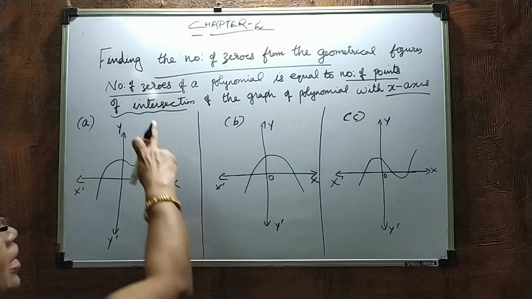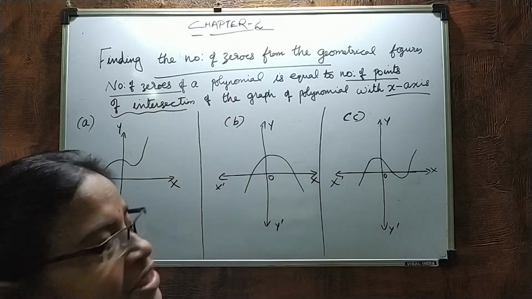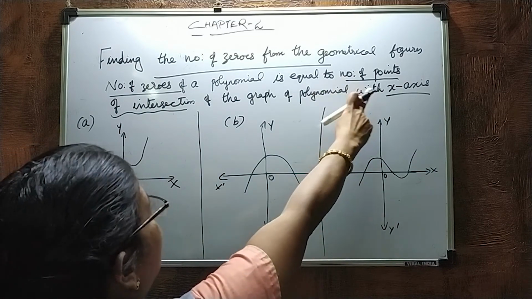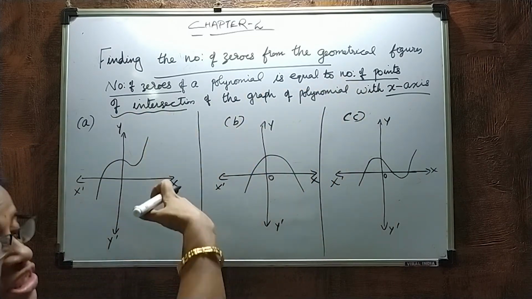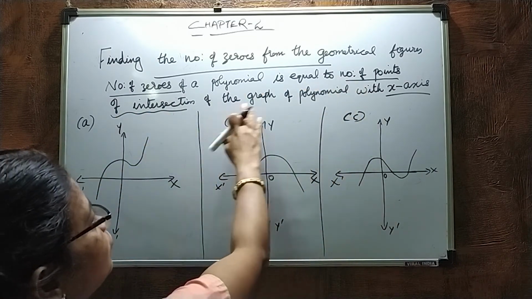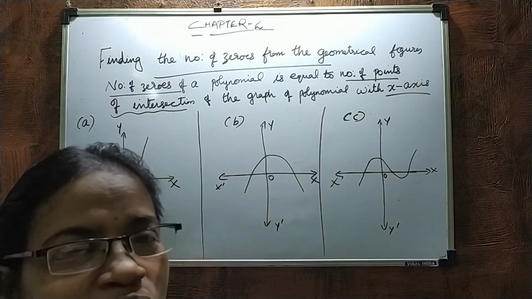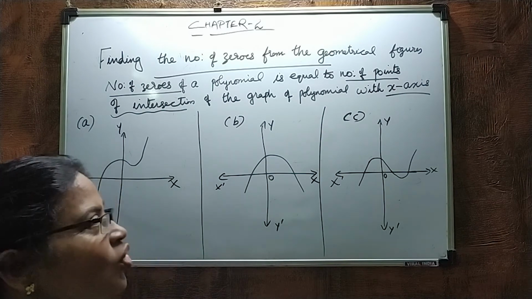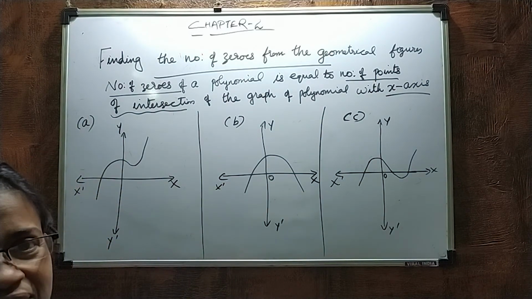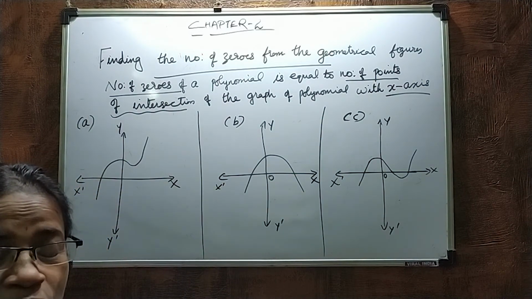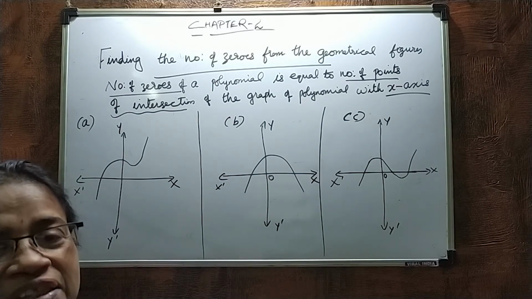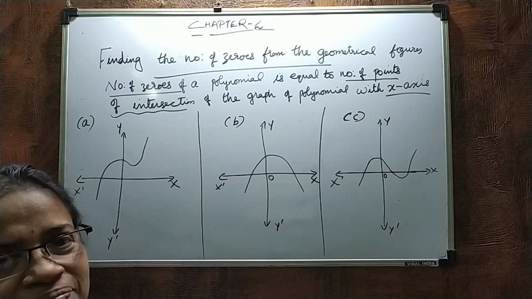The number of zeros of a polynomial is equal to the number of points of intersection. Intersection means the cutting of the graph of the polynomial with the x-axis. Where it cuts on the x-axis, or how many times it cuts, or how many times it will intersect, that will be the number of zeros.